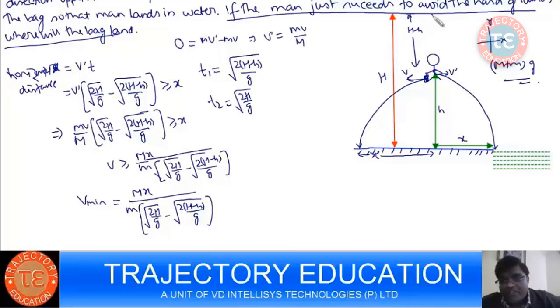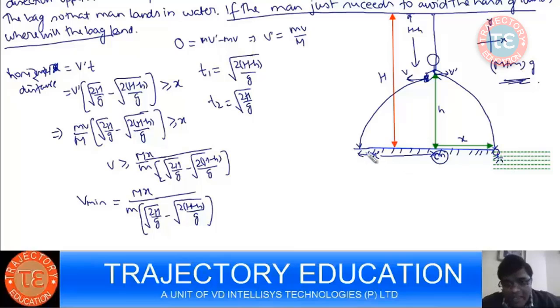So there is no reason why the center of mass should change its trajectory. The center of mass was moving along this path, so it should continue to move along it, because whatever the man and bag are doing, they are not creating any external force. There is no external force except M plus m g. So the center of mass should continue with its own trajectory, and it should fall over here.